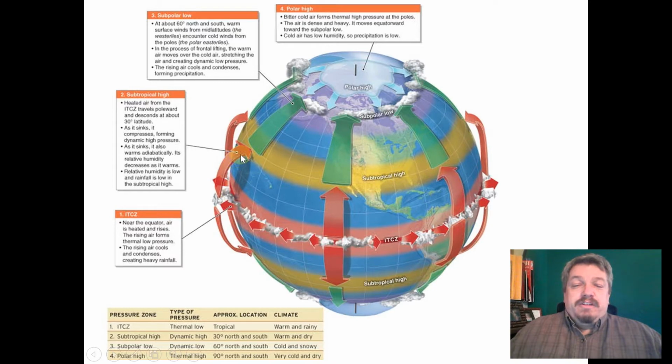So it comes down, it's dry, and as it comes back down from the upper atmosphere, it gets compressed, so it's dry and hot. And that's why you have this, what's called the subtropical high pressure system right here. And this tends to also be where most major world deserts form.